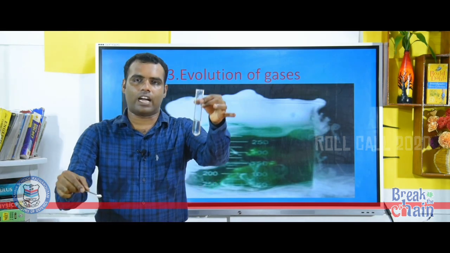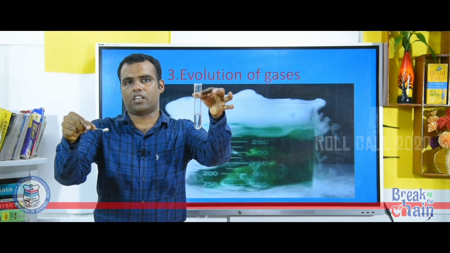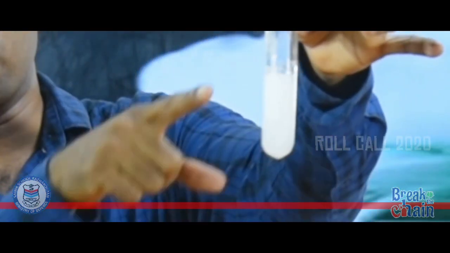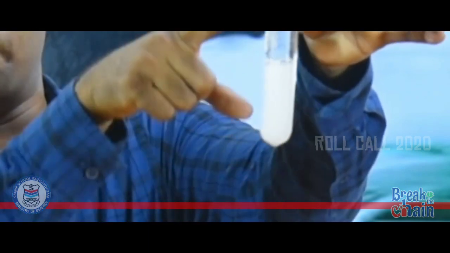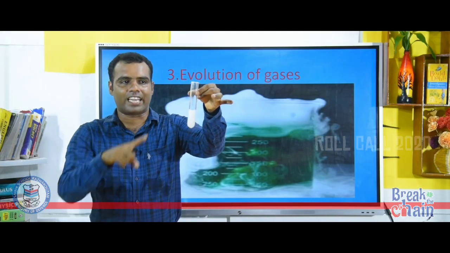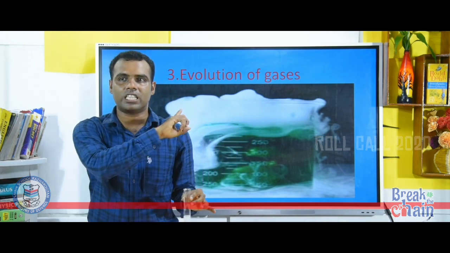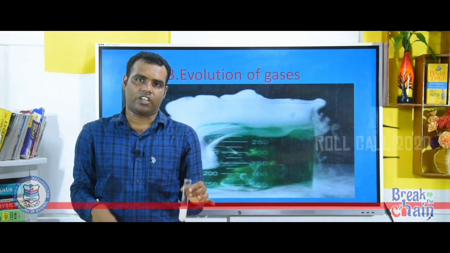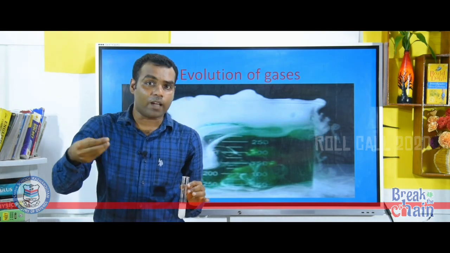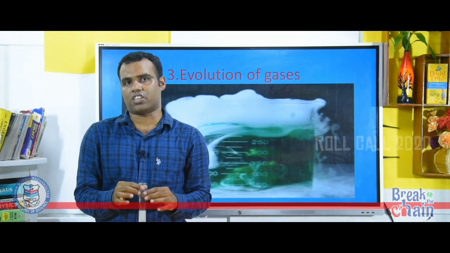So I am going to add sodium bicarbonate into dilute HCl. See. Here you could see brisk effervescence, bubbles. These bubbles are due to the formation of a gas called carbon dioxide. So this is the third sign of chemical reaction, in which there is evolution of gas. Sometimes there may be evolution of gas during a chemical reaction.